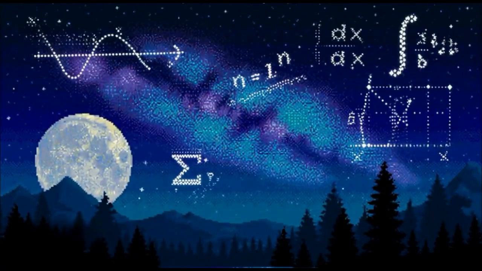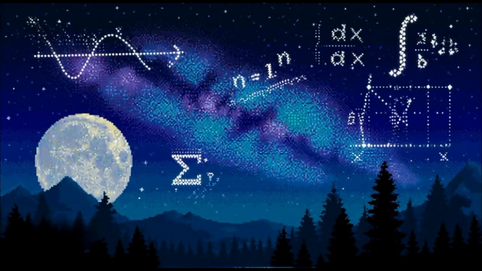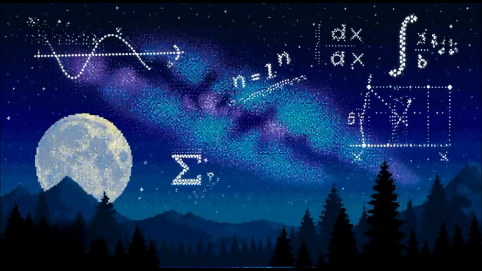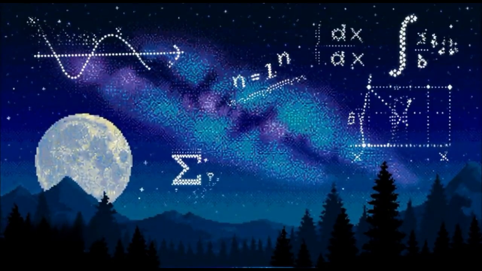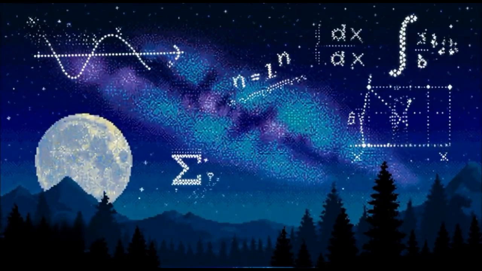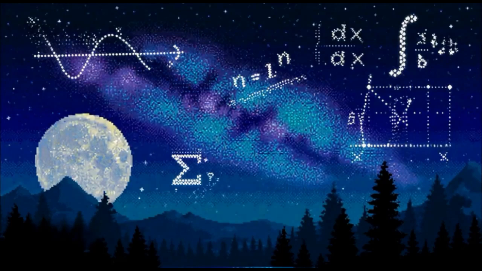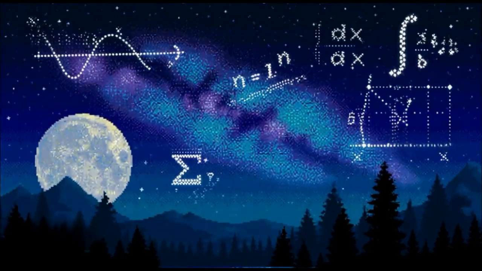The dx at the end is not just decoration. It indicates that we're integrating with respect to x. It also reminds us of the limiting process behind integration, where dx represents an infinitesimally small change in x.